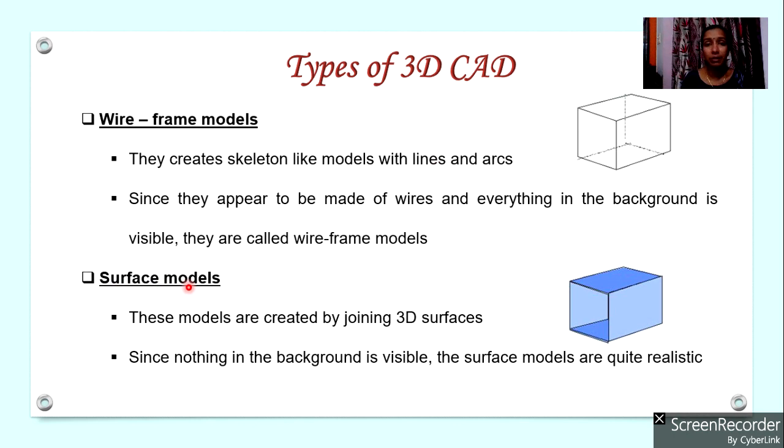Next one is the surface model. Surface models are created by joining three-dimensional surfaces. This is how a surface model of a cube looks like. Here nothing in the background will be visible. They are more realistic compared to the wireframe models.